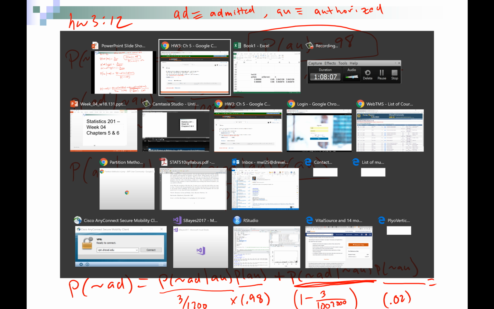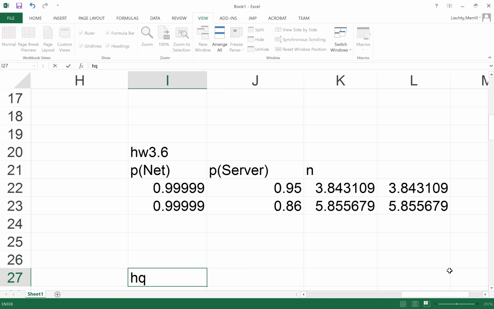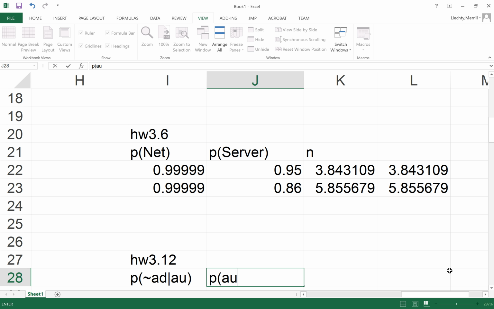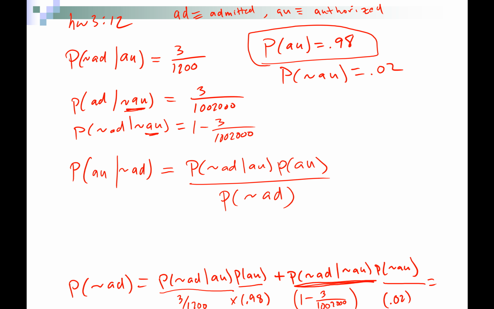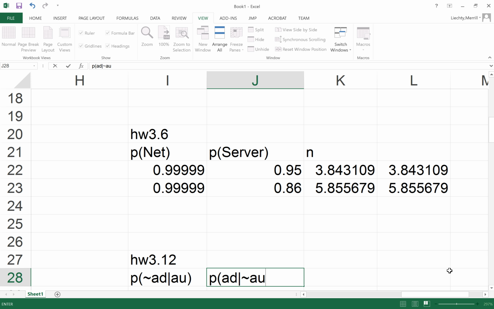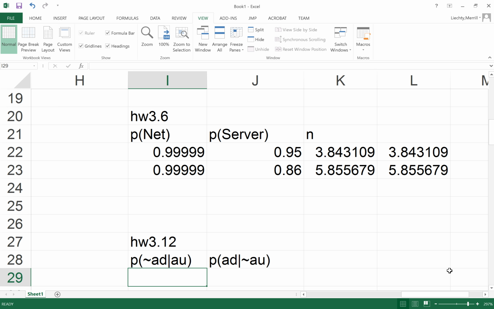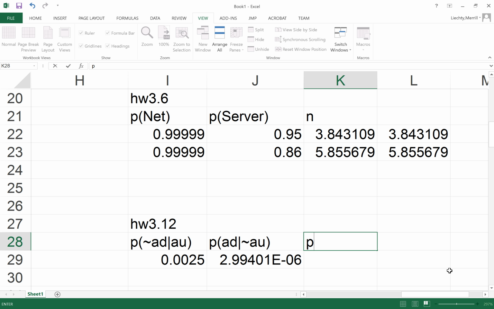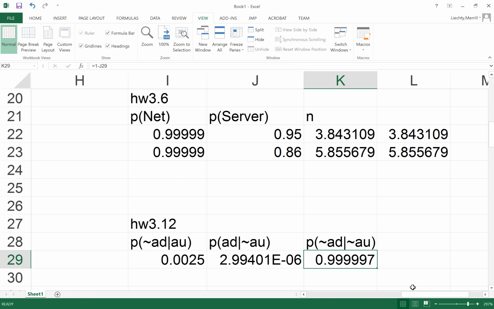And what do I get for this probability? Let's come over here. Homework 3.12. We've got the probability of not being admitted given that you're authorized, and we've got the probability of being admitted given that you're not authorized. This one is 3 divided by 1200, and this one is 3 divided by 1,002,000. And so we want the probability of being not admitted given that you're not authorized. And I just said that's going to be 1 minus that thing. So it's extremely accurate.